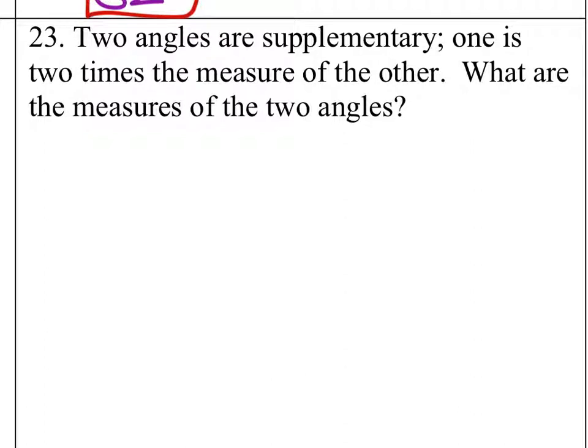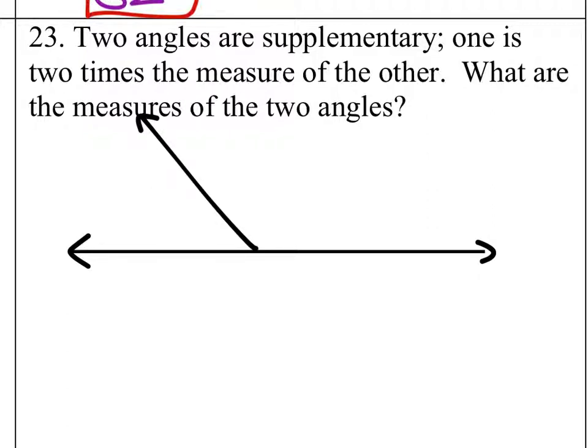All right, two angles are supplementary, meaning they add up to 180. So let's draw a figure of this and see if it helps us out. So there's this supplementary angle, but it's been split up into two angles. One is 2 times the measure of the other. So this one, we're going to say is x. This other one, we're going to say is 2 times that. We don't know that value yet, but we're going to find out. What are the measures of the two angles?